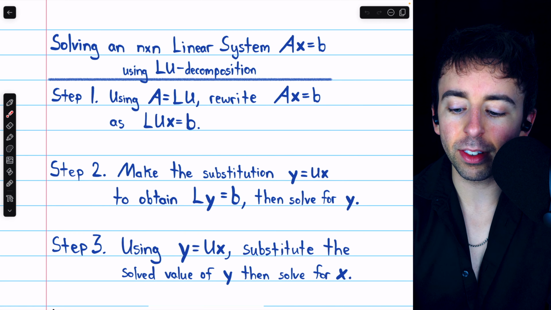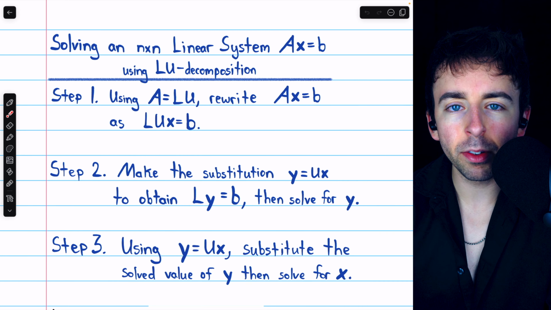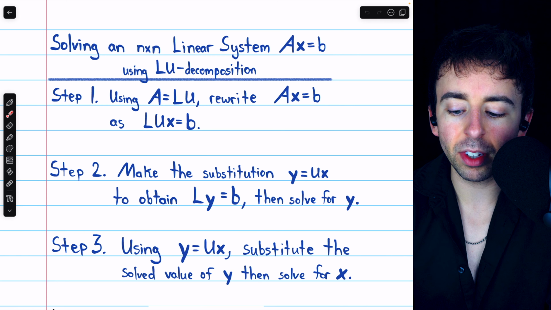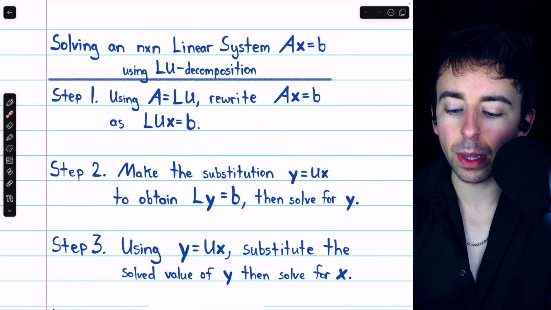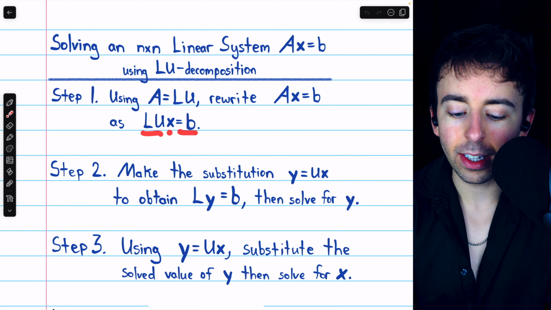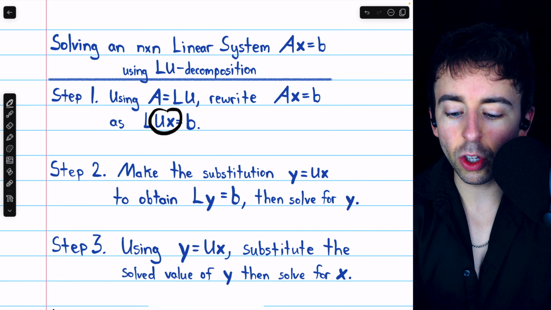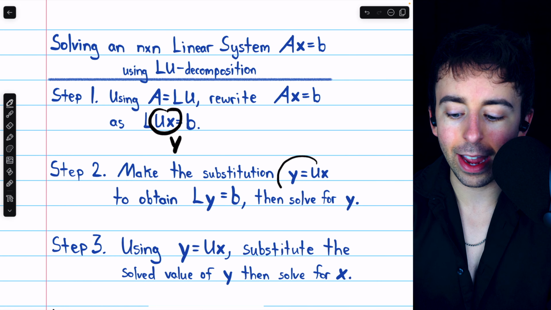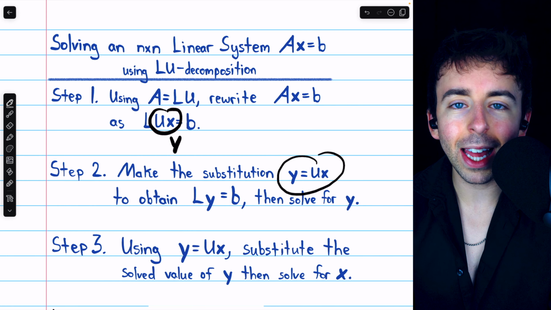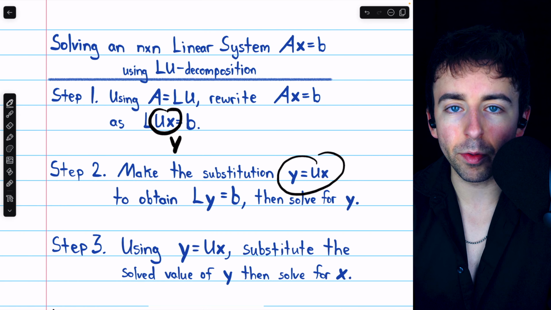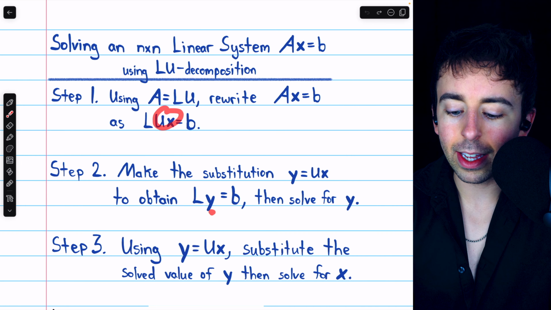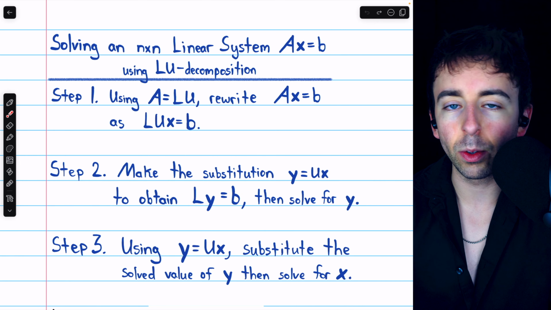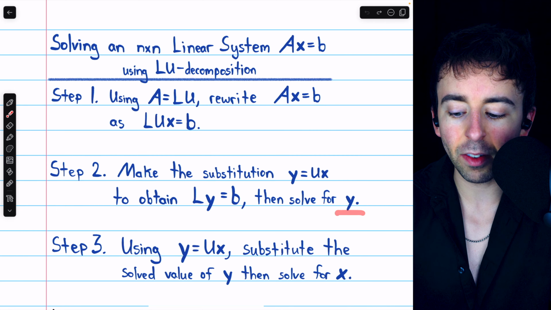To solve a linear system AX equals B, our first step is to use the LU decomposition to rewrite A as L times U. Thus, we rewrite the equation AX equals B as LUX equals B. Then, the product U times X is itself a column vector, and so we'll replace U times X with a new variable vector that we call Y. Replacing U times X with Y gives us this equation, LY equals B, which can be solved easily for Y.